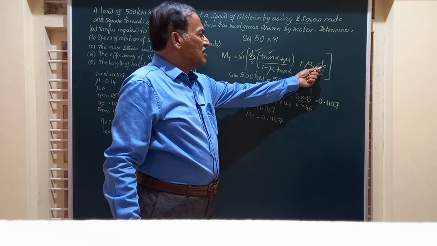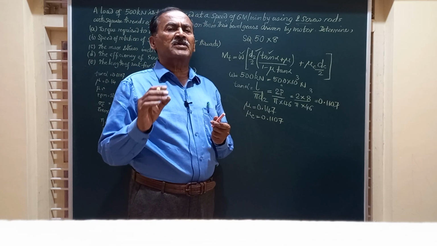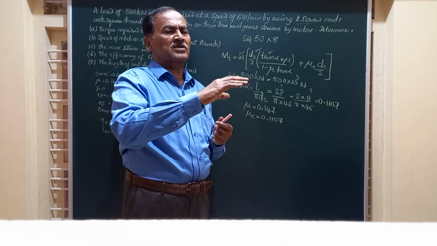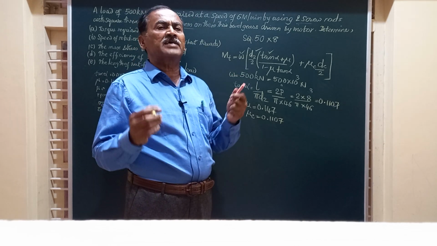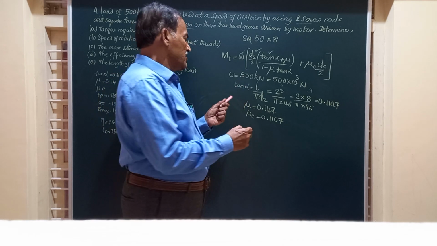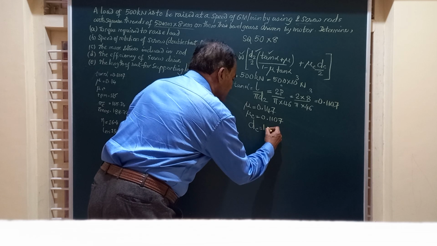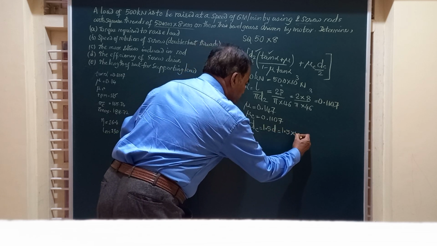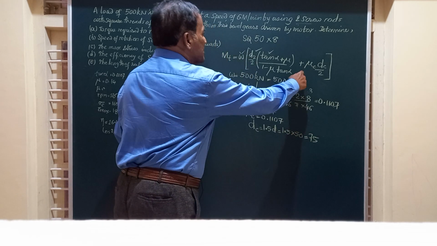Then comes this DC. Friends, DC stands for the mean diameter of the collar. In some problems, the outside and inside diameters of the collar are given, and you can average them. In the absence of such data, you can approximate DC as 1.5D, that is 1.5 times 50, that is 75 millimeters. So you will be able to obtain DC.